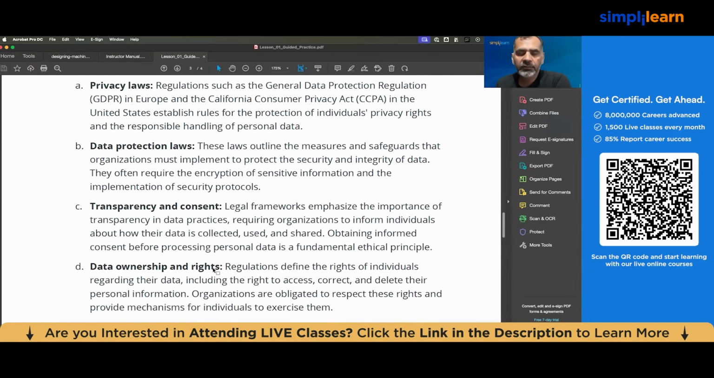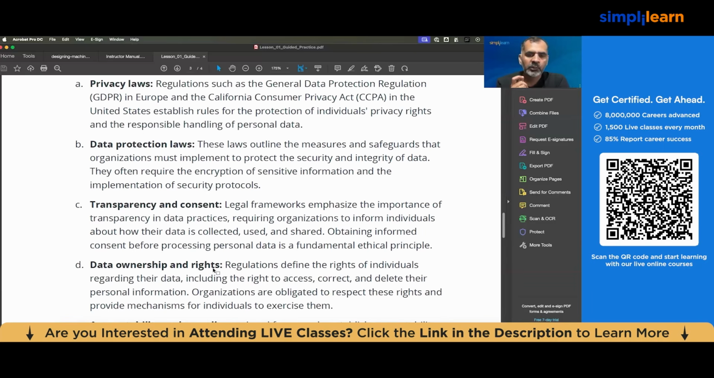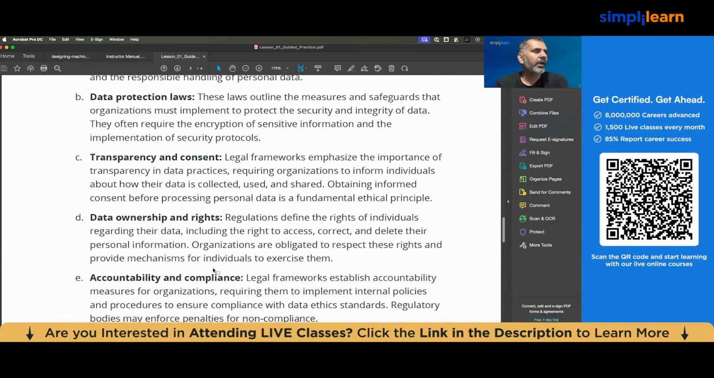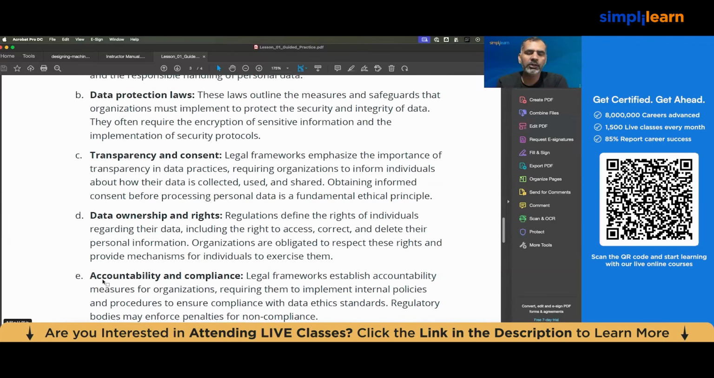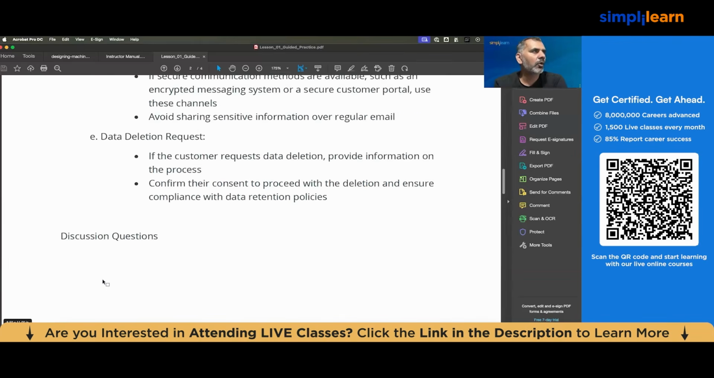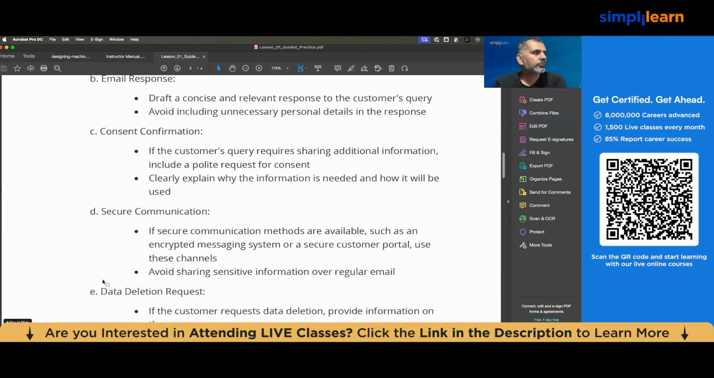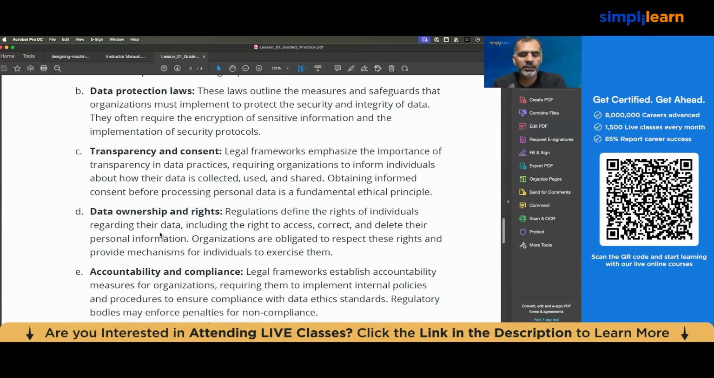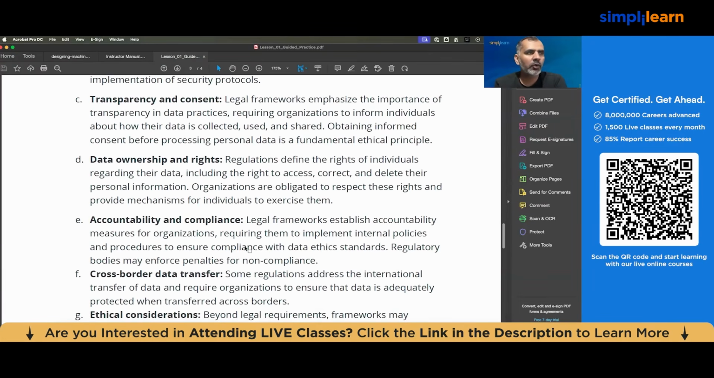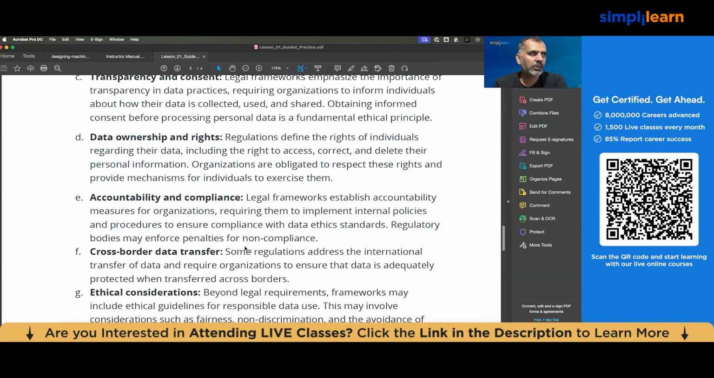And the data ownership and rights, which means you are taking consent that once the job is finished, you can delete the data. So you are giving full control over the data, whether the intended use or purpose is fulfilled or not. And finally, accountability and compliance. So there is a legal framework that establishes accountability and measures for the organization, which is required to implement internal policies. The policies which will follow all these steps, like step 1 to A to E. So there should be some policy which makes the organization accountable, that it is following all data ethics standards.